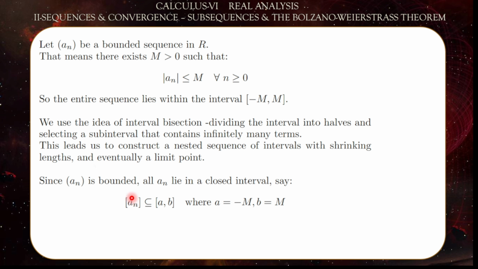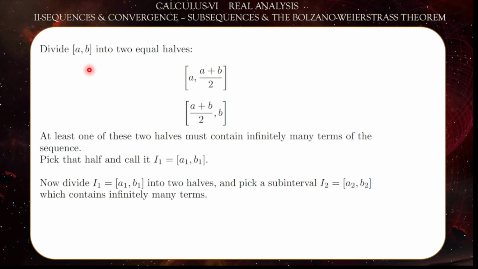Since a_n is bounded, all a_n lie in a closed interval. Say a_n is enclosed within an interval [a, b], where a equals -M and b equals +M. Divide [a, b] into two equal halves. The first subinterval is from a to (a+b)/2. The second subinterval is from (a+b)/2 to b. That's the second half, starting from the middle and ending with the upper bound.